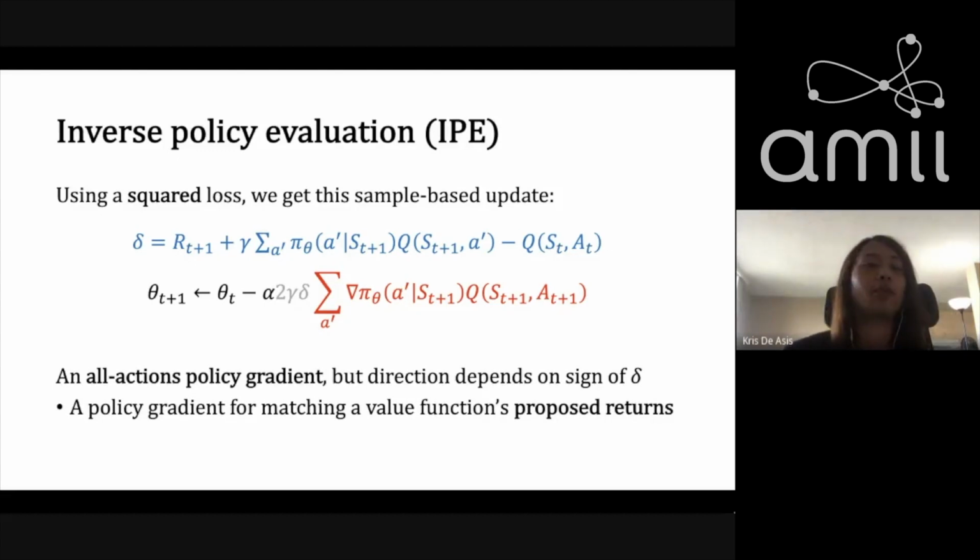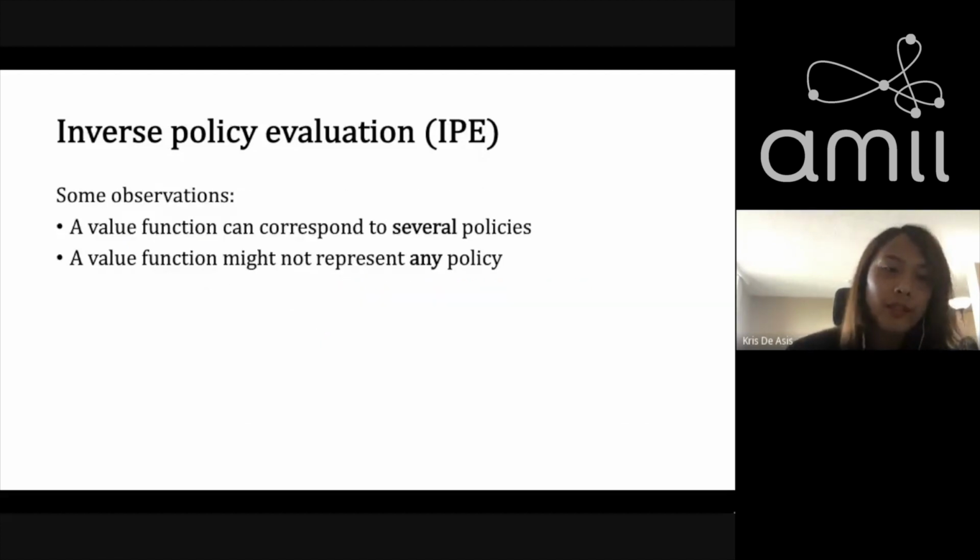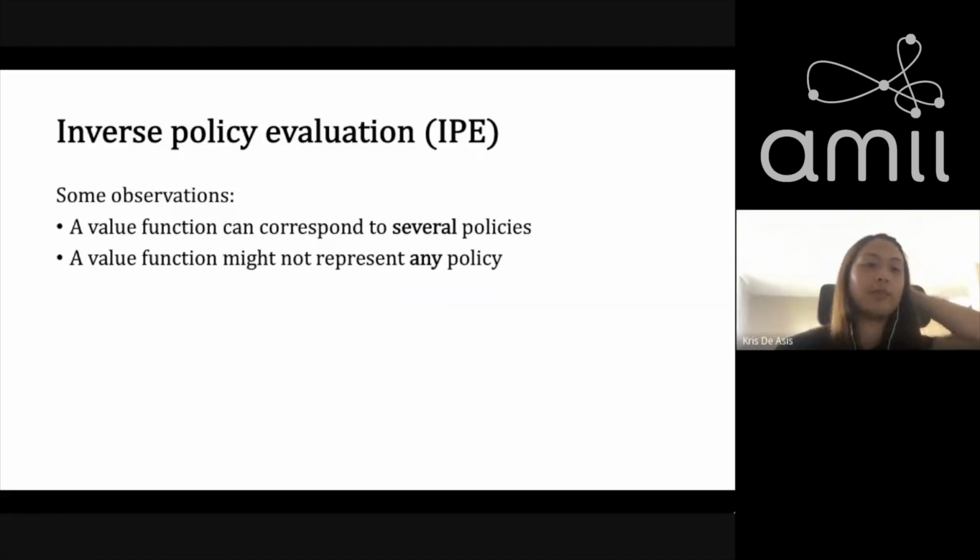So we have this way of finding the policy that corresponds to a value function, but again, why would you want to do this? Why do you want the policy that corresponds to some arbitrary value function? Some immediate observations are that a value function can correspond to several policies, but empirically we found that this didn't really seem to be an issue. And if it was, we could probably introduce something like entropy regularization to break ties.